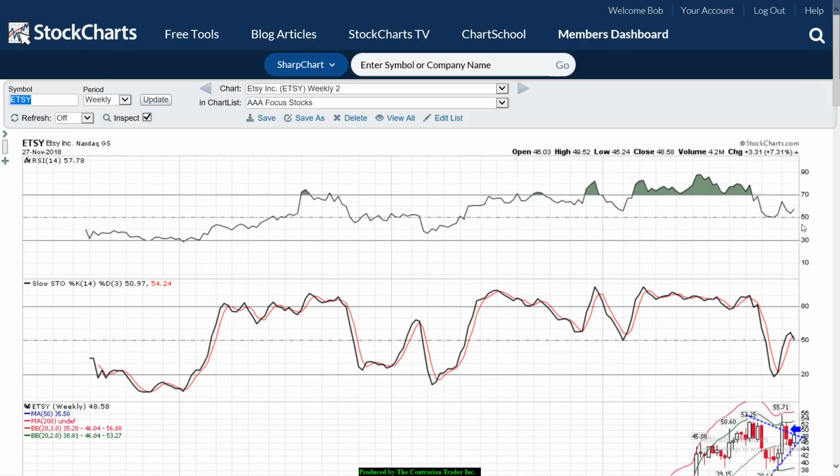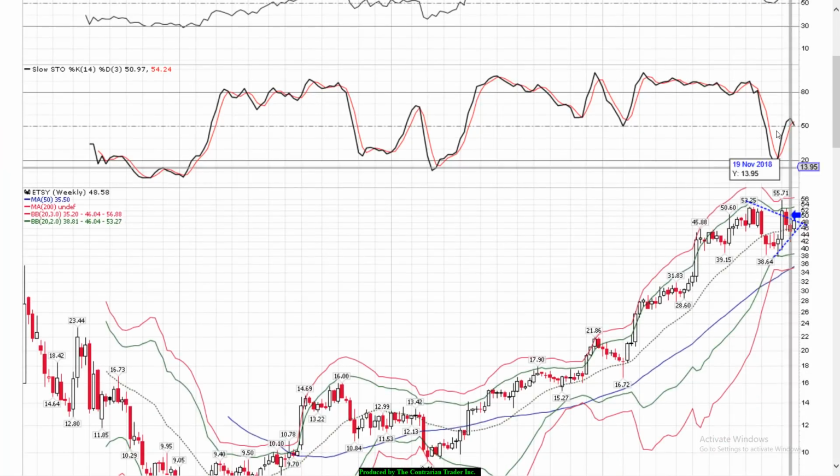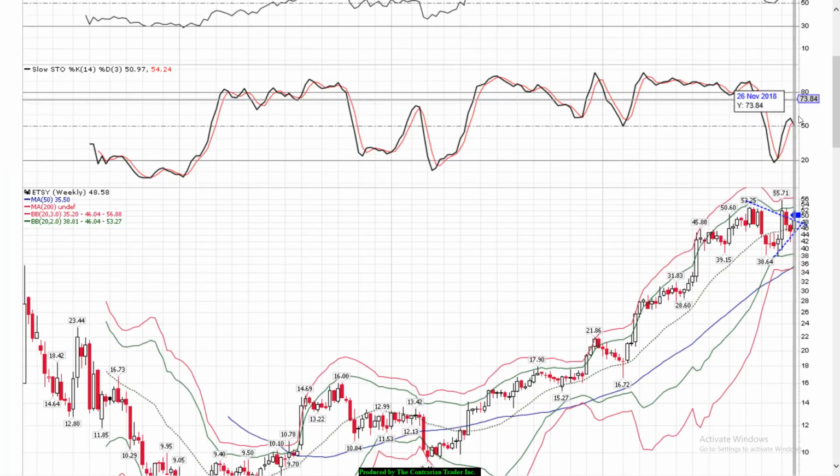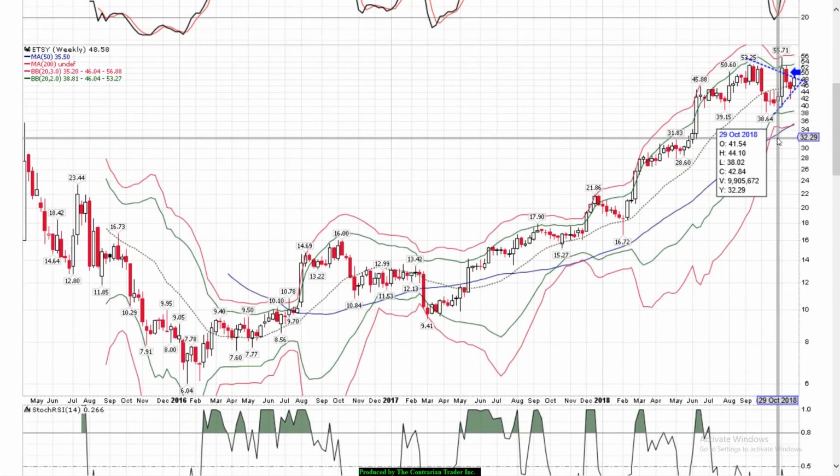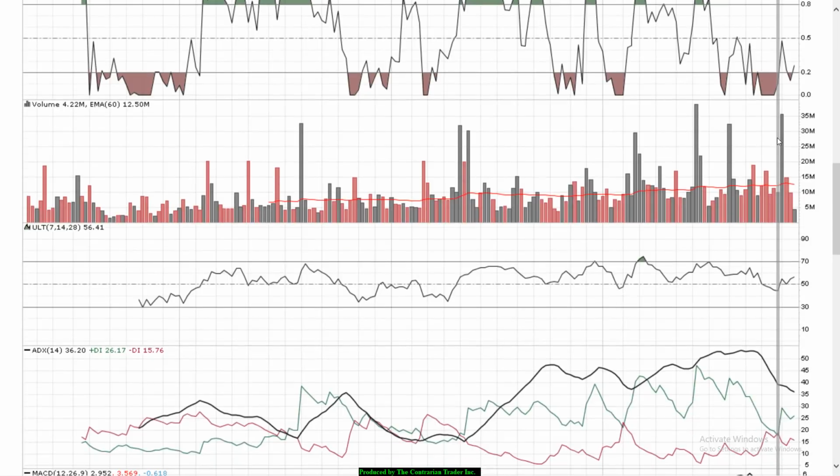Now, we do have a higher low forming on RSI. We're rolling over on Stochastics, but it's midweek. A lot can happen by the end of the week.